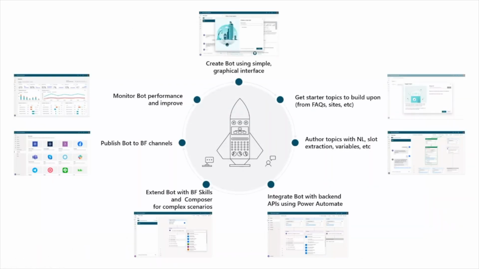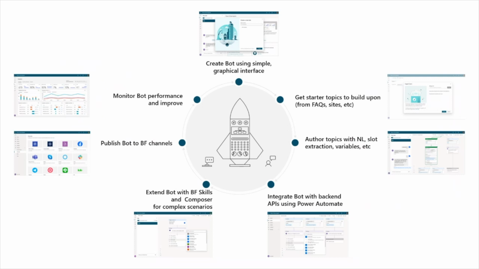And what we're going to do is start at the top here and work our way around the circle. So when you get started, you're going to create the bot, and it's a very simple user interface that's very similar to the experience that you use when you're building a Power Automate flow or a Power app, for example. You can start out with starter topics, and you can also build upon the existing ones, or you can pull in from your frequently asked questions or an existing website and so on to get started by creating topics. So you'll create these topics, you might create variables and start creating some of that branching.